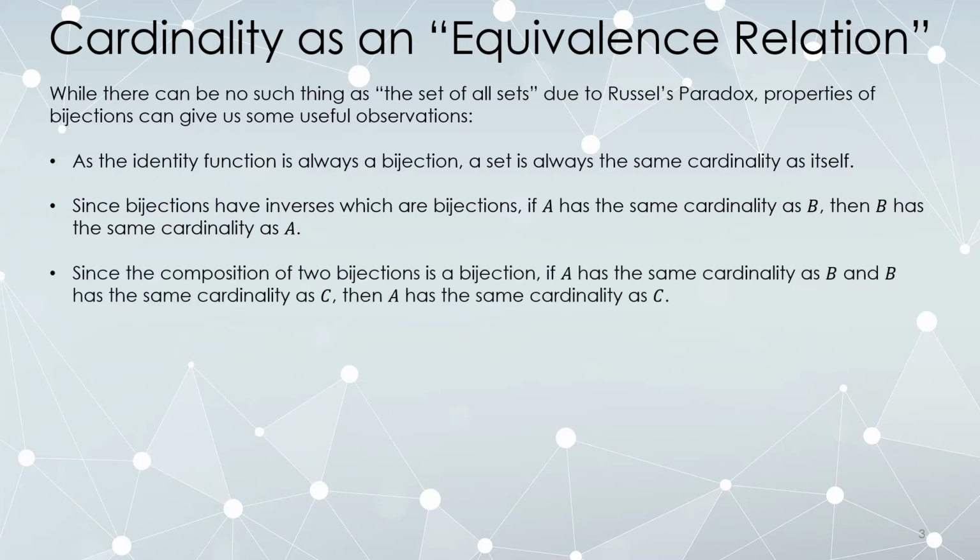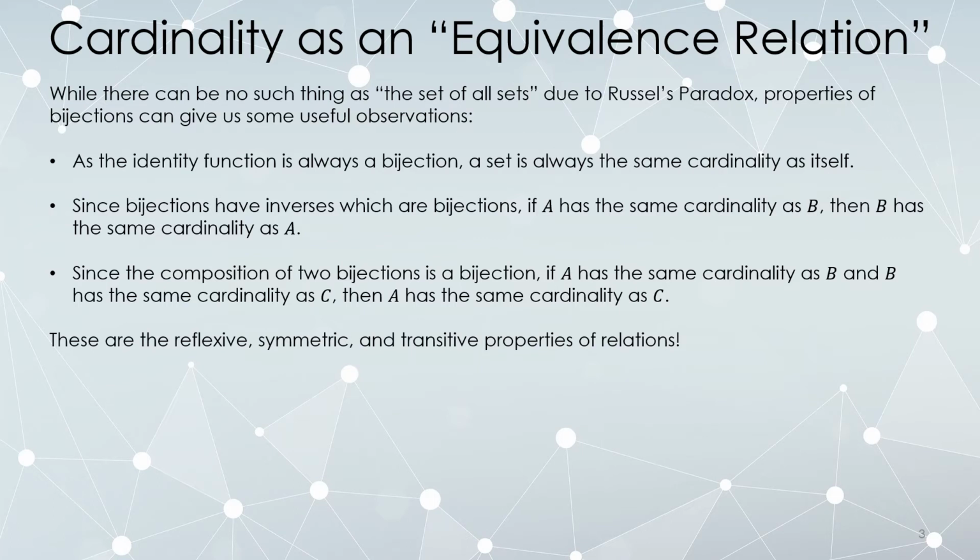And the composition of two bijections is a bijection. So if I can make a bijection from A to B and then one from B to C, I can compose them and get a bijection from A to C. In other words, if A has the same cardinality as B and B has the same cardinality as C, then A has the same cardinality as C. So the property of having the same cardinality is also transitive.